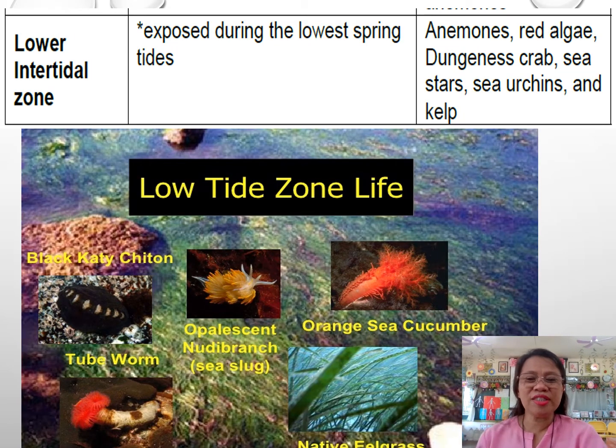Then we have the lower intertidal zone, exposed during the lowest spring tides. Lowest spring tides. So what are the organisms that are found here? We have anemones, the red algae, the Dungeness crab, sea stars, sea urchins, and kelp. Black chiton, tube worm, opalescent sea slug, then orange sea cucumber, and native eelgrass.